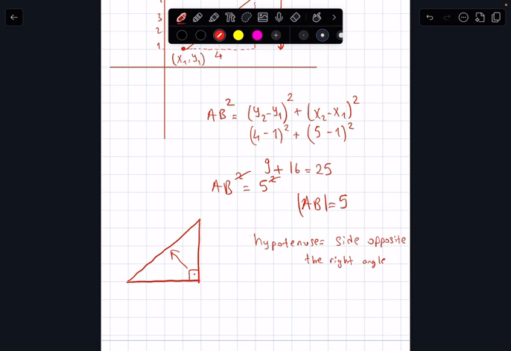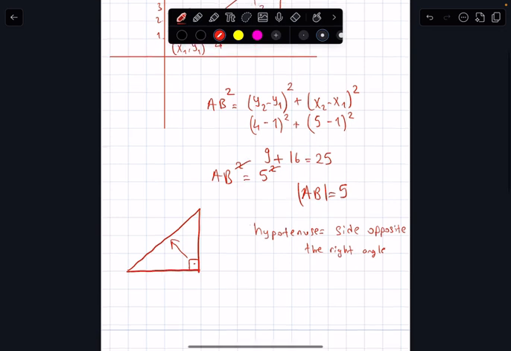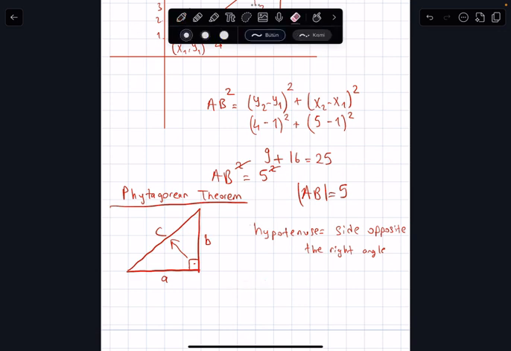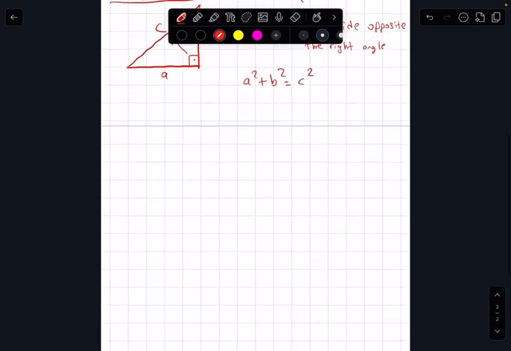And in short, the Pythagorean theorem is like this. Let's also write it. Pythagorean theorem. Let's call this A. Let's call this B and C. A square is equal to, just kidding, A square plus B square is equal to C square. Okay? But why do we need this? And how can we implement it in our daily life?